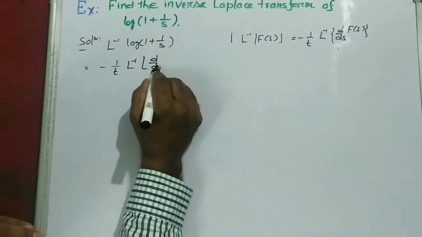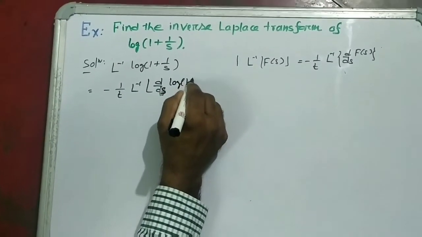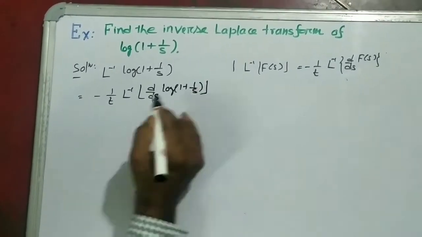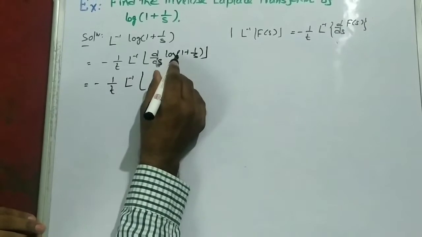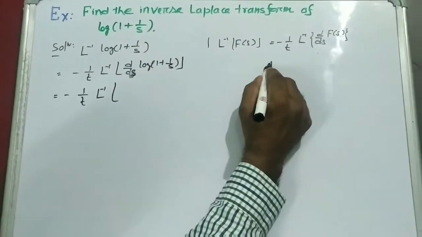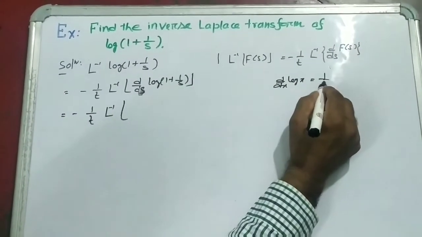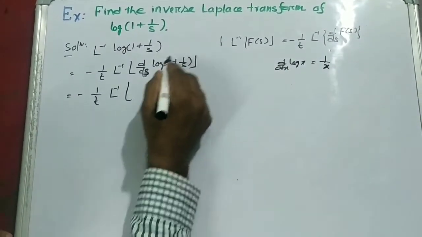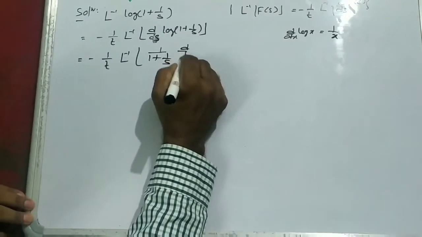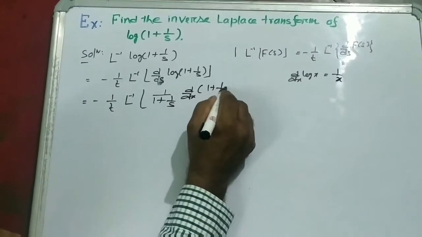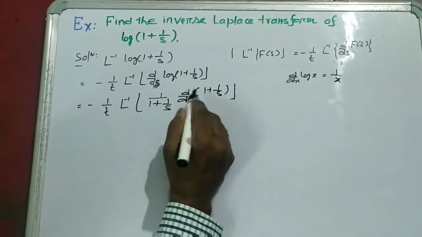F(s) means this whole is F(s). This is F(s), log(1 + 1/s). We get minus 1 by t L inverse d/ds of log x. We know this formula of derivative: d/dx of log x equals 1 by x. So this whole is x, then 1 by x. And using the chain rule, 1 by (1 + 1/s). We get this one, the derivative of 1/s.